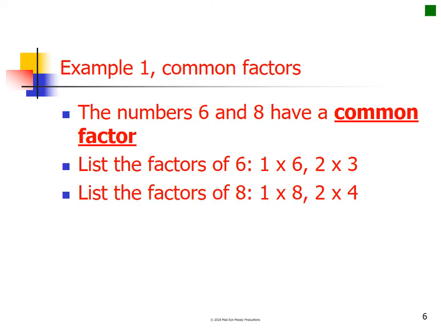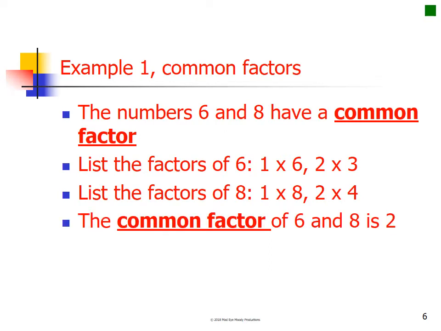So what can I multiply together to get 8? Well, I can multiply 1 times 8, and I can multiply 2 times 4. Once I have those factors, then I can compare the lists. There is one common factor on those lists, which is the number 2.